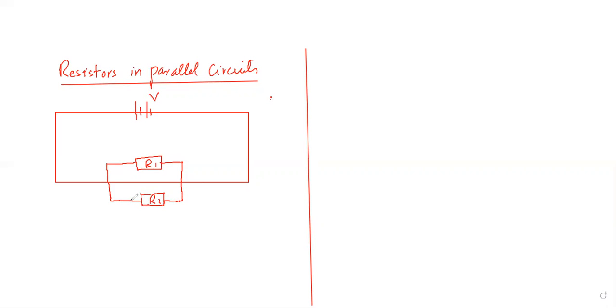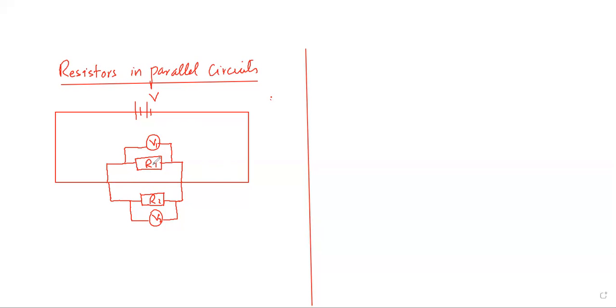If I place a voltmeter across this, it is going to read V2, right? And if I place a voltmeter across this, it is going to read V1. V1 is voltage across R1 and V2 is voltage across R2. Is that fine? Yes. Good.